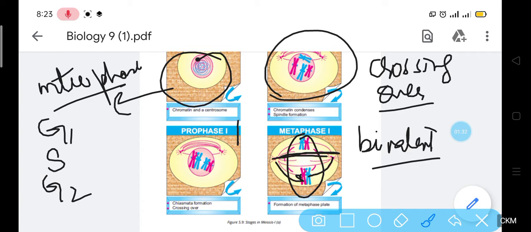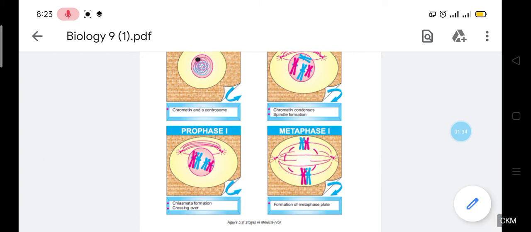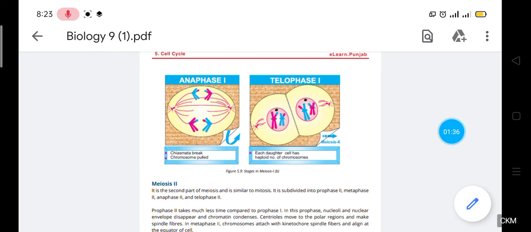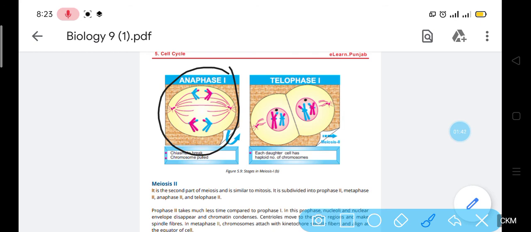Now, after the metaphase, there is an anaphase. So, what happens in the anaphase? Basically, you know very well that these kinetochore fibers are going to pull, they are going to get shorter, and they are going to pull the homologous chromosomes, one chromosome toward each pole.